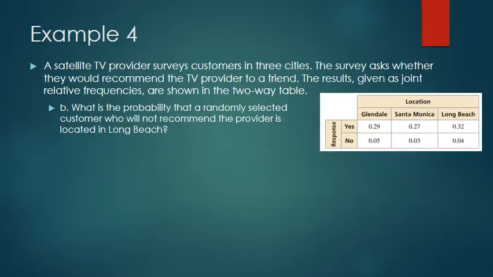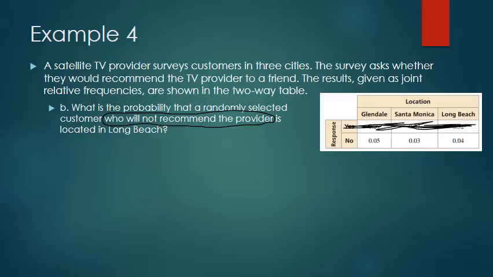So part B, the probability that a randomly selected customer who will not recommend the provider is located in Long Beach. So let's find the restriction first. So once again, probability of a randomly selected customer. What restricts the customers? Those who will not recommend the provider. So we're picking only from our customers who will not recommend the provider. So that means I can get rid of all of these customers up here. This part of the table is not important for this problem.